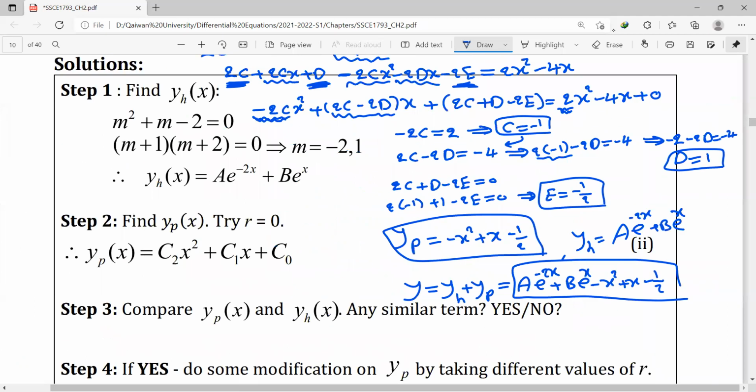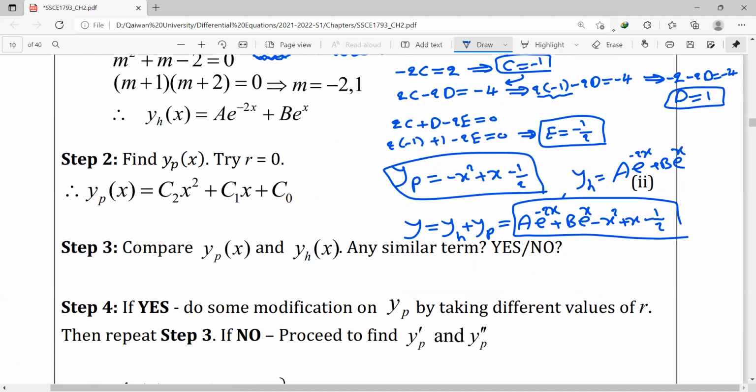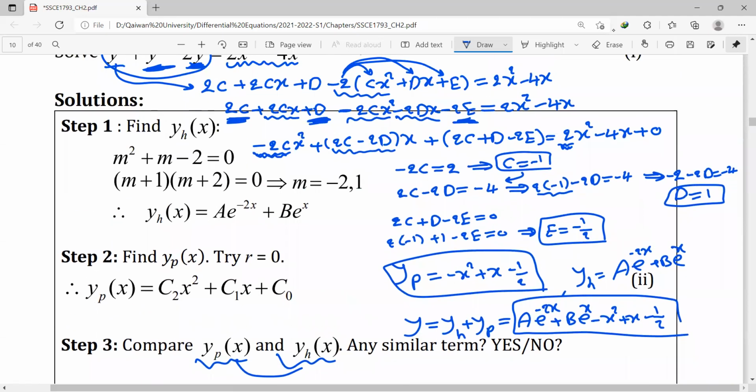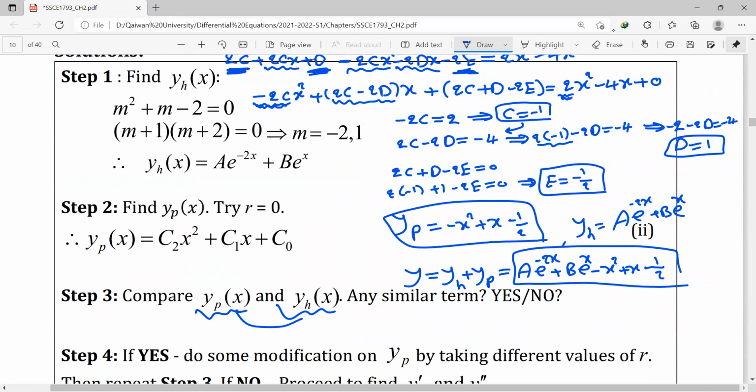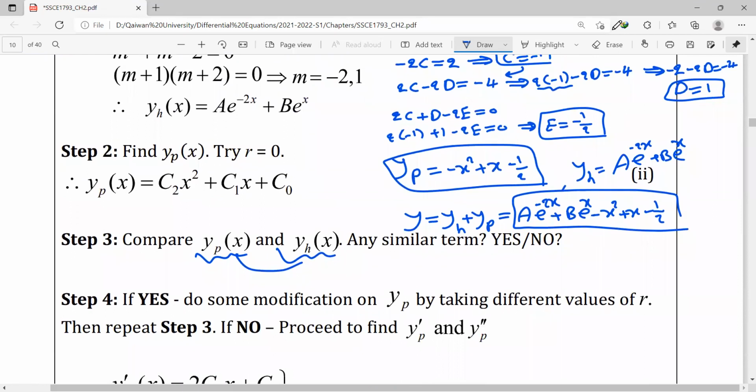And here we must test yp and yh to see if there is any similarity or not. There is no similarity here. That's why I didn't talk about that. Here yp is a polynomial and yh is an exponential function. So there is no similarity between them. That's why I didn't talk about that here. There is no similarity. Okay.